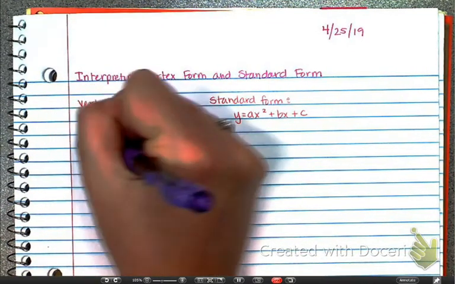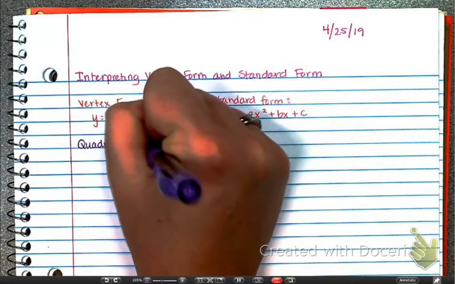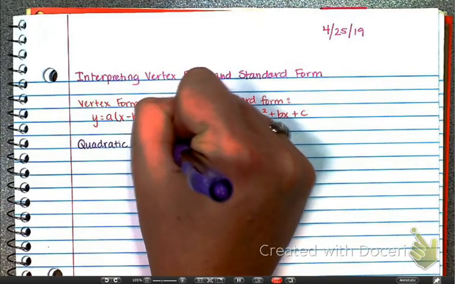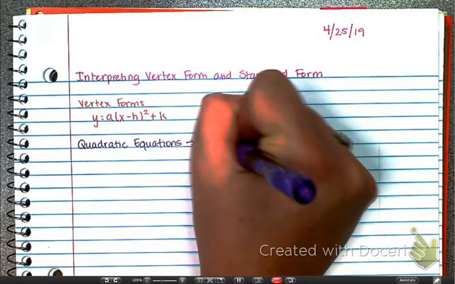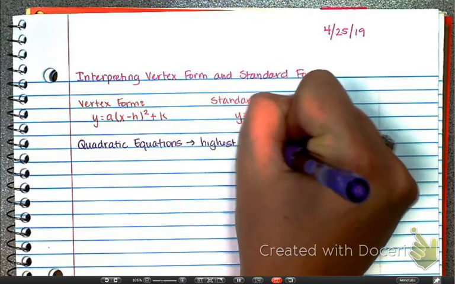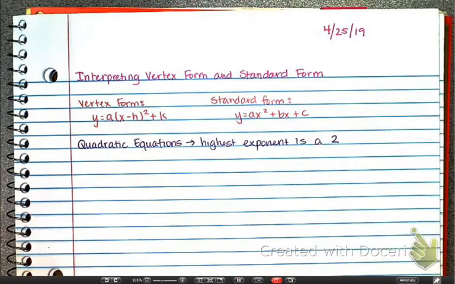So quadratic equations, highest exponent is going to be a 2. So for it to be a quadratic equation, the highest exponent's a 2. That means when you graph it, you're going to have a parabola.